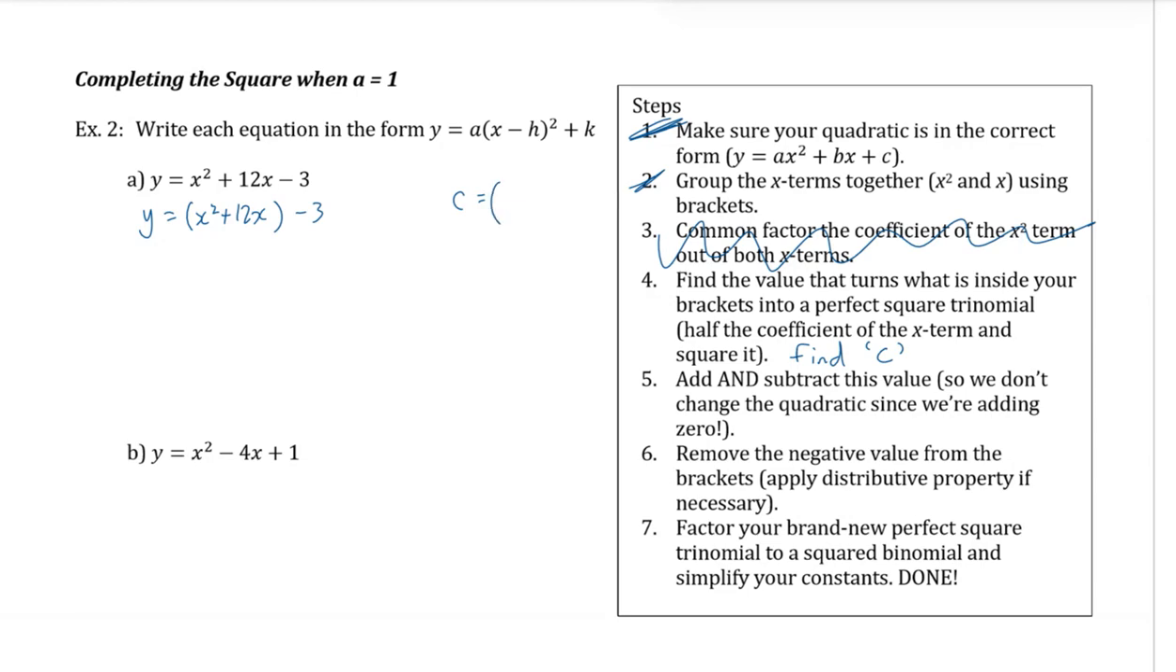So it's C equals 12x divided by 2, and then brackets, and then squared. Beautiful. I dropped the X.